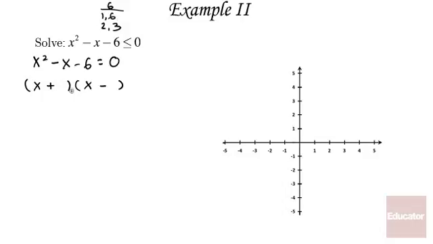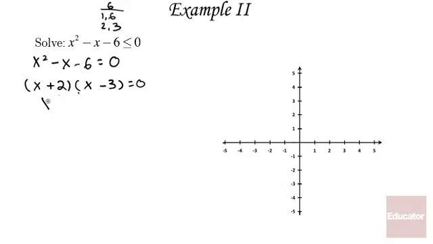1 and 6 are too far apart, so I look at 2 and 3, and if I added negative 3 plus 2, I would get negative 1. Therefore, this is (x plus 2)(x minus 3). And I can check that by saying, okay, that would give me negative 3x plus 2x, so my middle term would come out to negative x. Okay, and this equals 0.